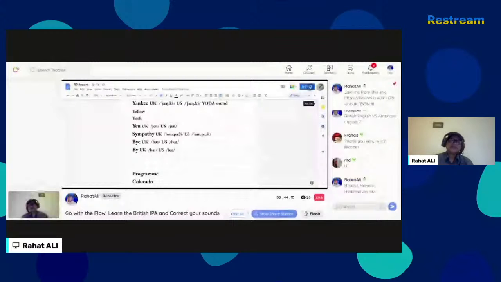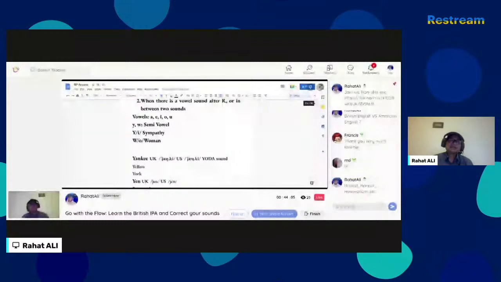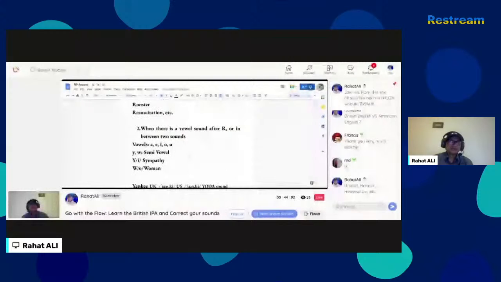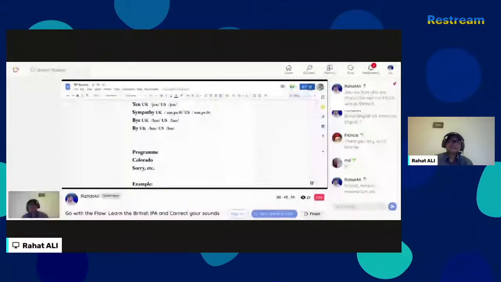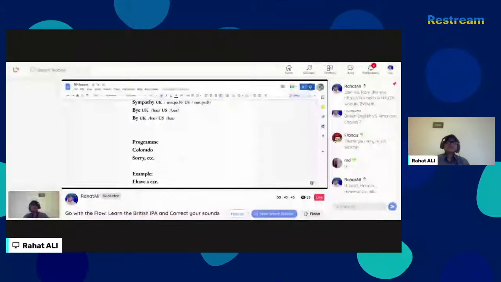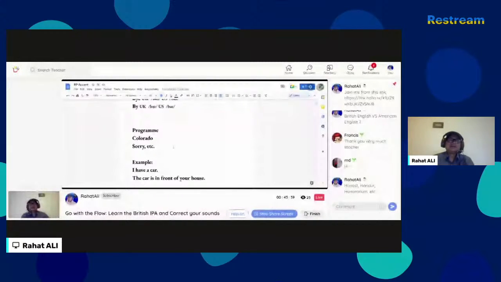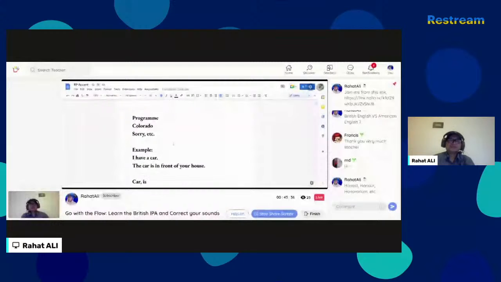Okay, now where we have to pronounce the letter R, as I said, if there is a vowel sound after R or between two vowel sounds, like program, Colorado, sorry, etc. Now, more examples. If there is a vowel sound after R, we must pronounce it. Okay, look at this example. I have a car, but the car is in front of your house.